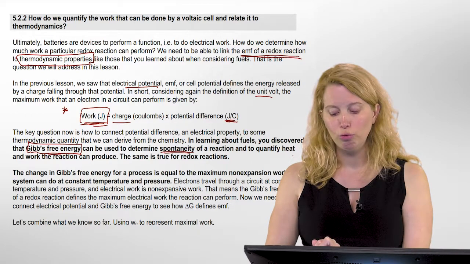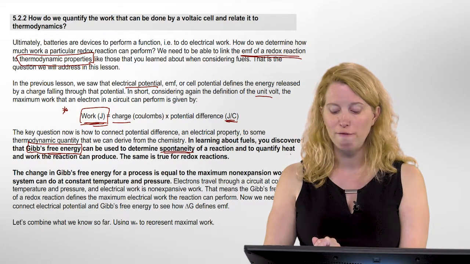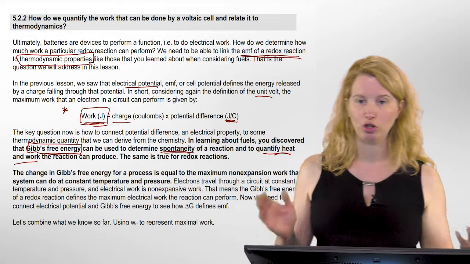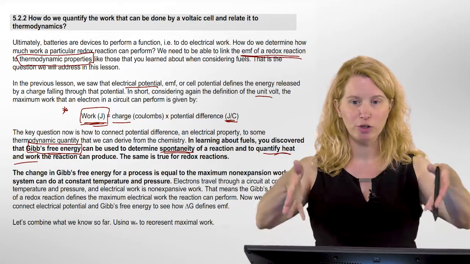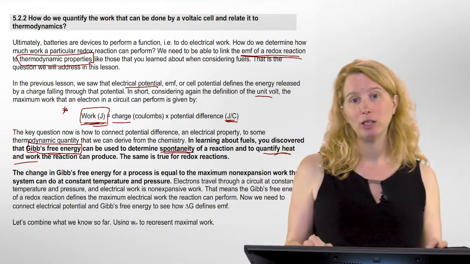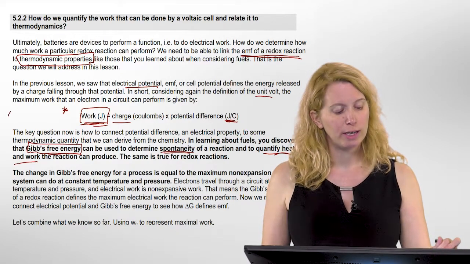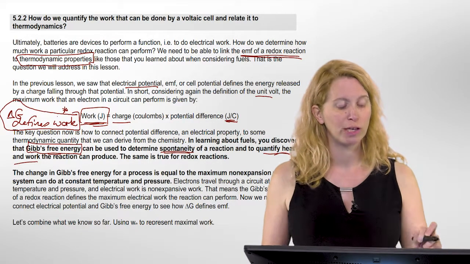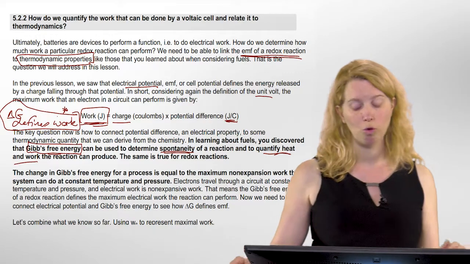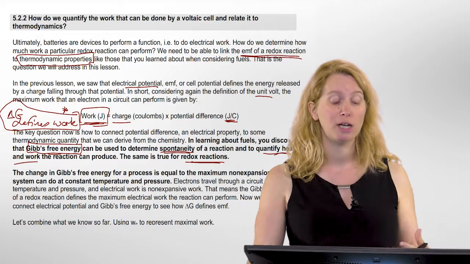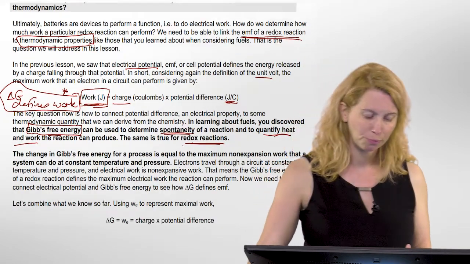And you also learned that Gibbs free energy defines the heat and work that a particular reaction can produce. So you can trade off heat for work, but Gibbs free energy sets the limit on how much work you can get out of a particular chemical reaction. Delta G defines work. That's important for the next few minutes as we start to think about electrical work. We're now going to think about what Gibbs free energy gives us in the context of redox reactions.